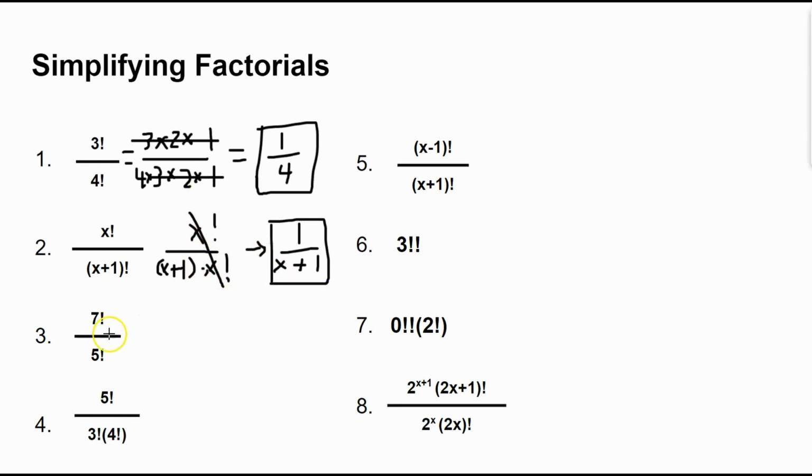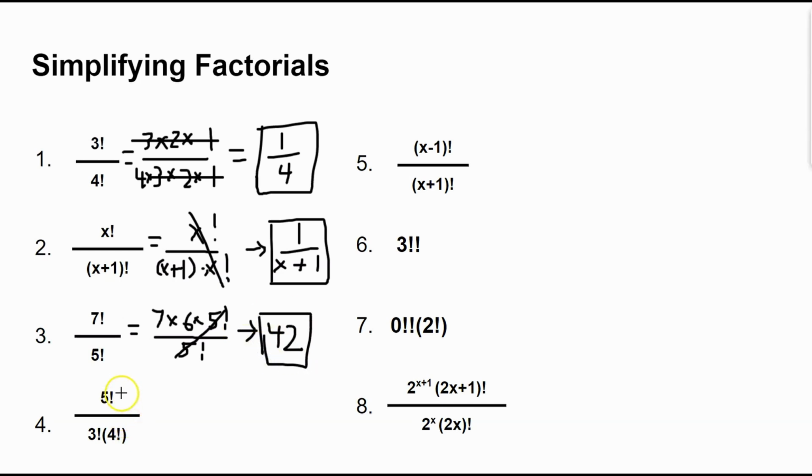Alright, next example, 7 factorial over 5 factorial. So again, let's use that same concept of rewriting them in this format. We want to rewrite it in a way that we can cancel out one of the factorials completely. So 7 factorial is equal to 7 times 6 times 5 factorial. And then we just have 5 factorial in the denominator. So these can cancel out. We're left with 7 times 6 in the numerator, which is just equal to 42.